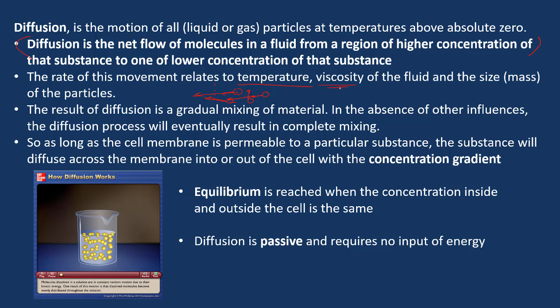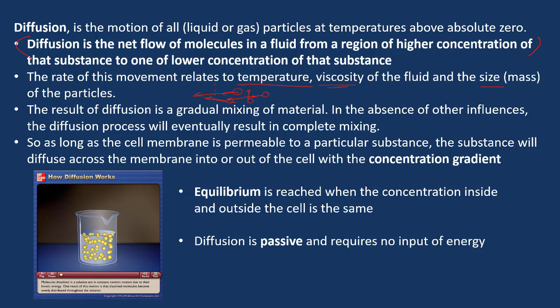Viscosity is a measure of how goopy a liquid is. So, for example, honey has got high viscosity compared to water. Obviously, if everything's a bit more sticky, then it's going to be slower for diffusion to occur. And the size of the particles. If you've got really big particles, they're going to bump into other things. It's going to slow them down. If they're small particles, they're going to get through there much more easily.